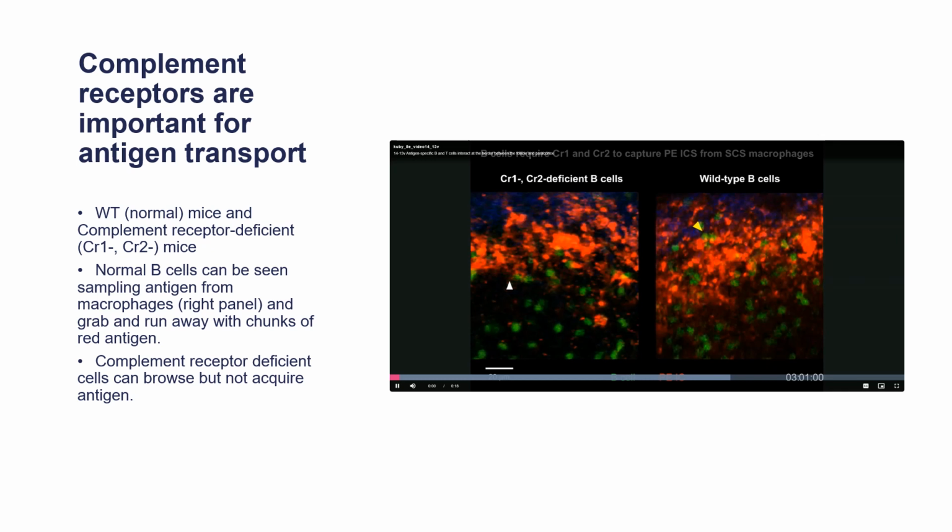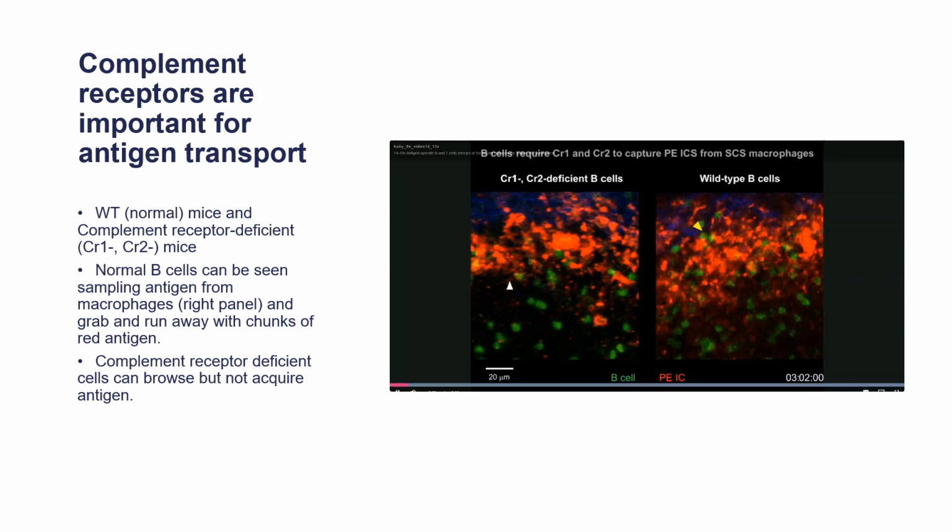So you really have to have complement receptors present on these B cells for them to be able to acquire the antigen from the environment. And that's what these videos show us in real time, in real living tissues.